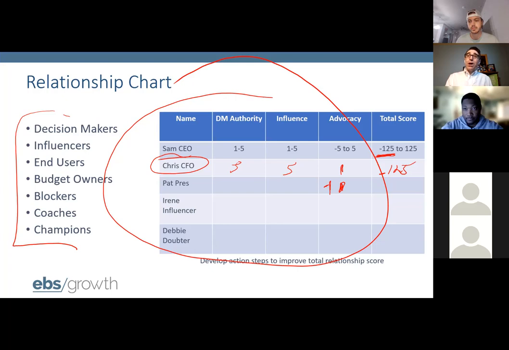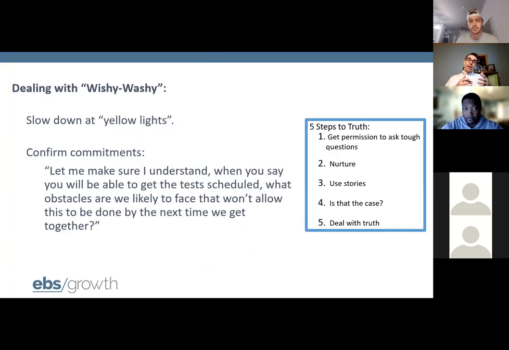Now, here's another thing that's going to happen. You're going to get wishy-washy people, especially in corporate America. I mean, oh my gosh, they're scared to death and they're political. They don't want to make a decision, right? So in helping them to make a decision, this is a 5 steps to the truth.